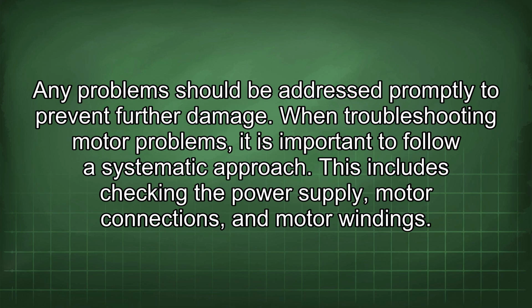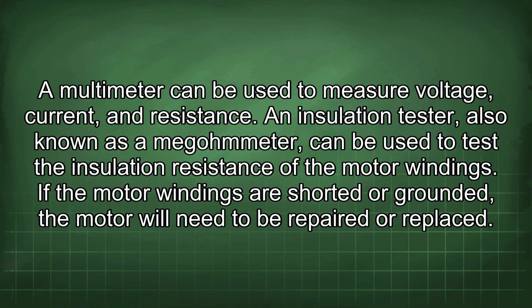When troubleshooting motor problems, it is important to follow a systematic approach. This includes checking the power supply, motor connections, and motor windings. A multimeter can be used to measure voltage, current, and resistance. An insulation tester, also known as a megameter, can be used to test the insulation resistance of the motor windings. If the motor windings are shorted or grounded, the motor will need to be repaired or replaced.